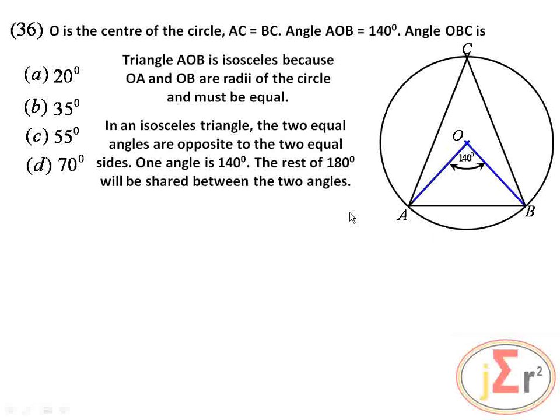One angle is 140 degrees. The rest of 180 degrees will be shared between the two angles. So we have 180 degrees and we are subtracting this one, and we get 40. So these two angles are equal, and to get the size of each one we will divide 40 equally into 2, and we will get 20 degrees for each one of them.